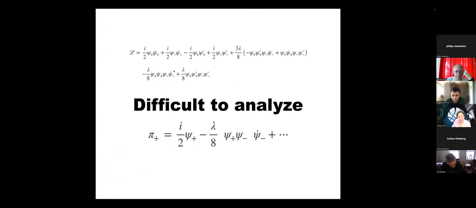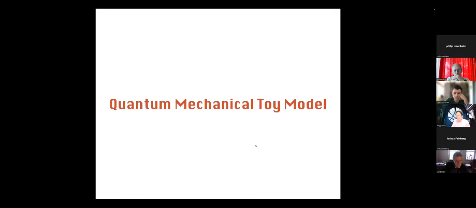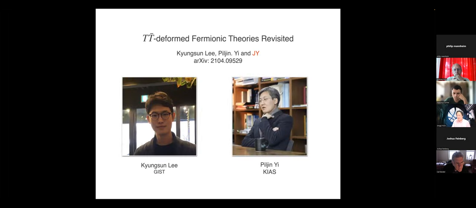You will see it later, easily. But strictly speaking, it's very difficult to calculate this one, because for the canonical calculation, first I have to calculate the conjugate momentum by varying this Lagrangian with respect to psi dot. Then you have to express psi dot in terms of the other canonical variables, but it's hard to invert this quadratic expression in Grassmann numbers. You cannot write something like 1/(ψ+ψ-). So that's why it's difficult. In order to understand what's going on, we started to study another simple model in this paper.